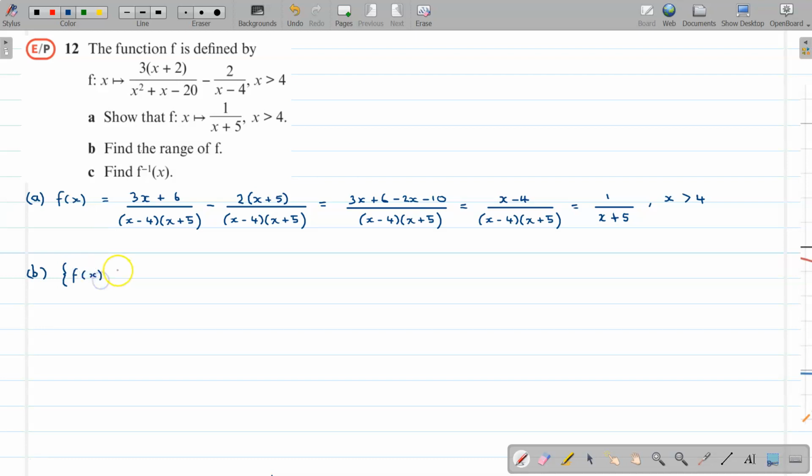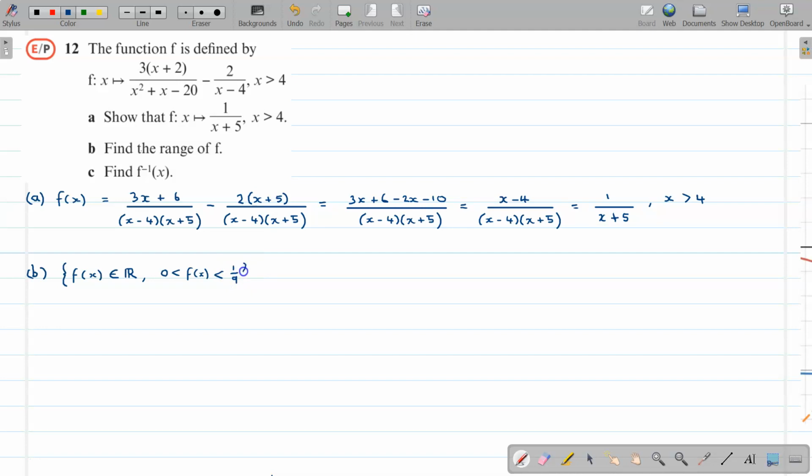Okay? And this is the range, remember. So it's f of x, not x. It's a real number, and it's in the range 0, not including 0 though, f of x and the maximum value, but again up to but not including 1/9.